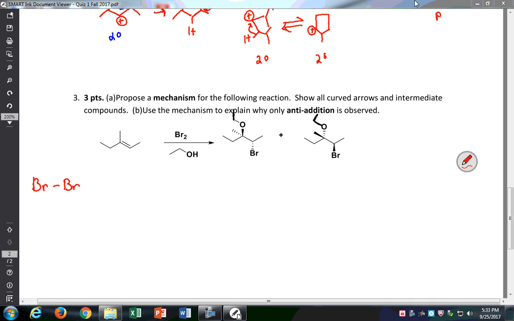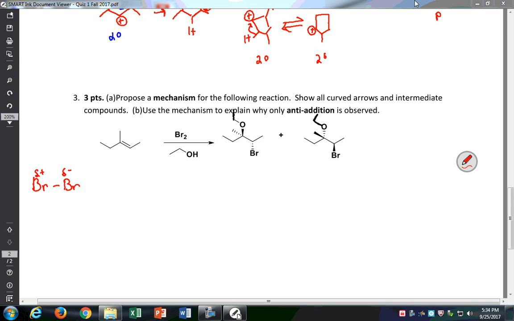I expect you to understand that our bigger atoms are polarizable. They can stabilize electrons because they're so big. So because it's polarizable, that means that it can, in the right conditions, form a partial positive and partial negative charge. Because bromine can stabilize the negative charge so well because it's so big.